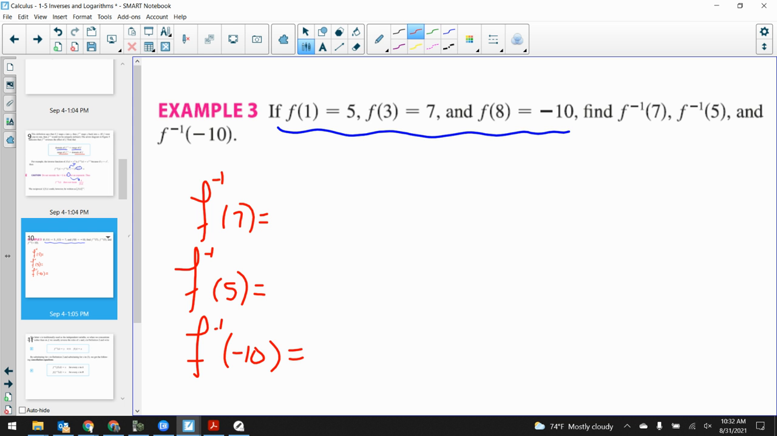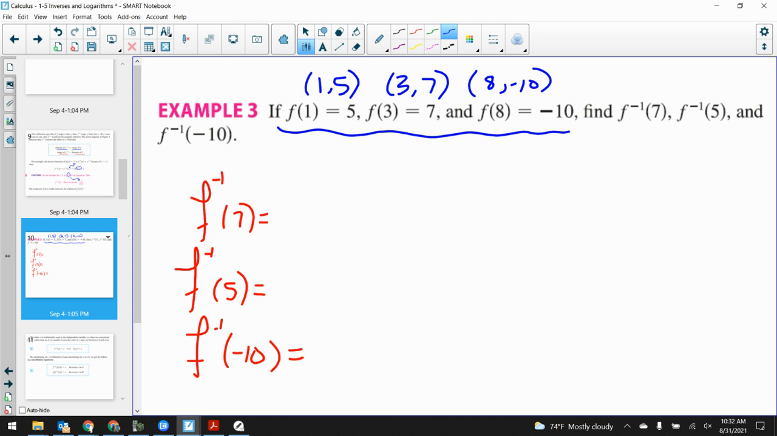Well, remember, since I was given the if statement, I know that all of those things are true. Inputs match outputs. Inputs of one are outputs of the other. Outputs of one are inputs of the other. So I know in my original function, look at the notation, I have coordinates (1, 5), I have coordinates (3, 7), (8, -10). So therefore, this question becomes quite simple.